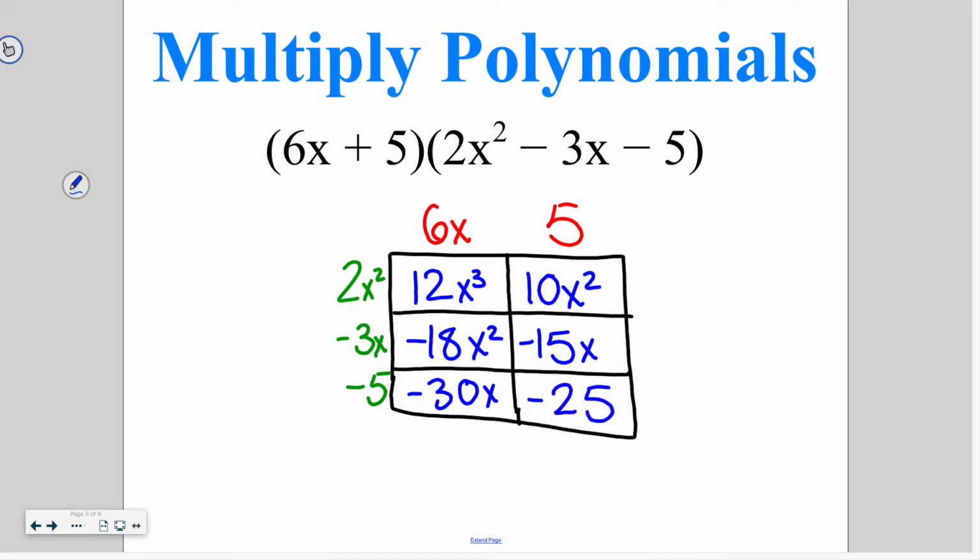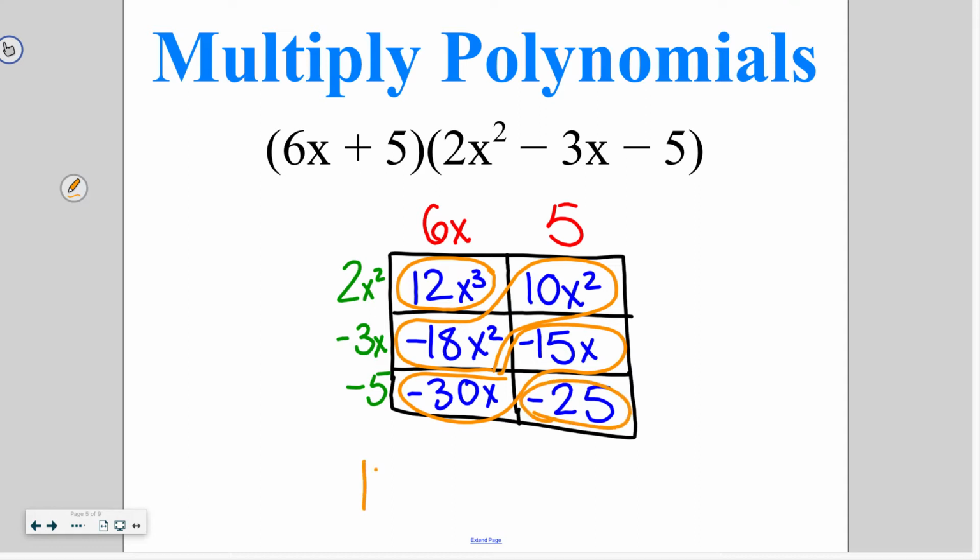Again, we're going to go through and combine only the ones with matching exponents. So we're going to start 12x to the third all by itself. Then we've got our pieces that are x squared. Then we've got our pieces that are just regular x. And then we have just our numbers by itself.